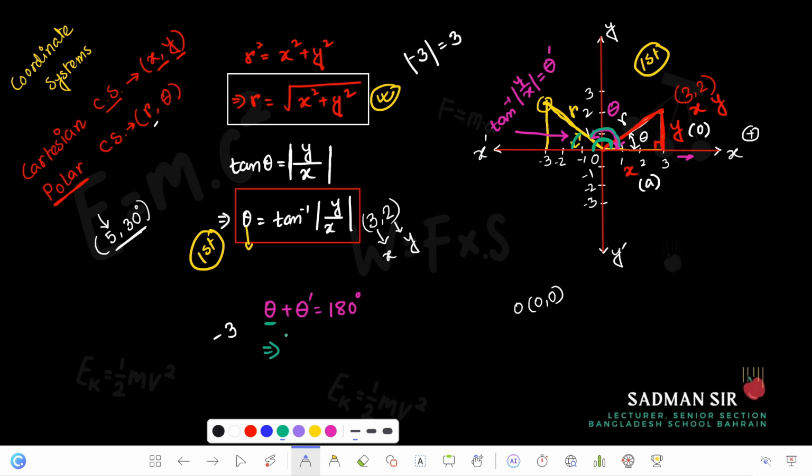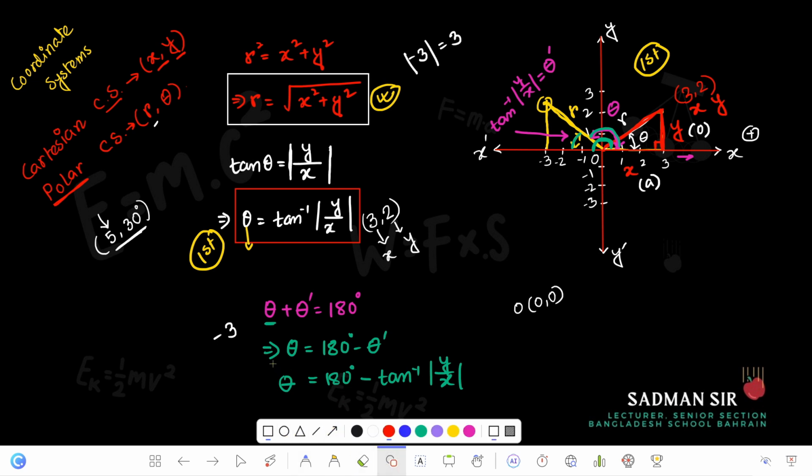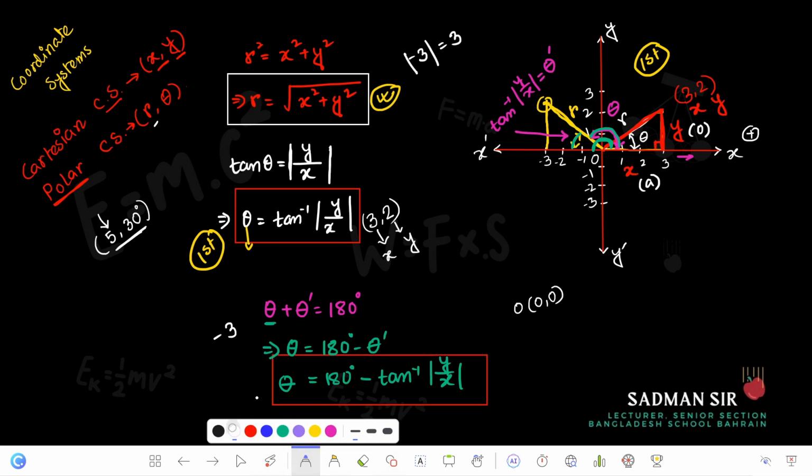So if I want to find out the value of theta, what do I have to do? Theta prime, I have to shift it to the right-hand side. So this will be the value of theta. Now theta prime is actually tan inverse y by x. So we will write 180 degrees minus tan inverse y divided by x. So this is the formula to find the value of theta if the point is in the second quadrant. Let's mention it here that this formula is for the second quadrant.